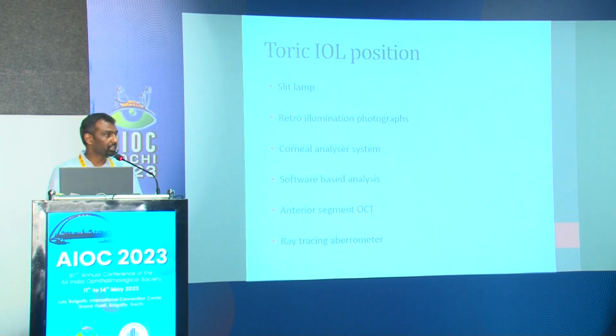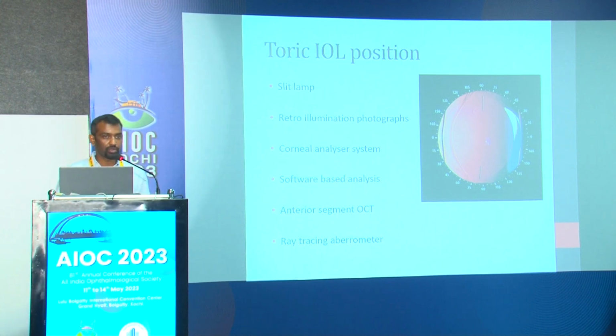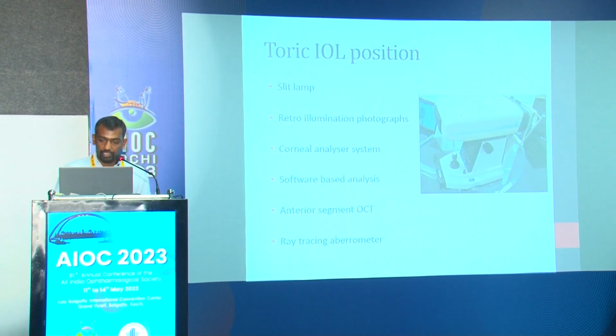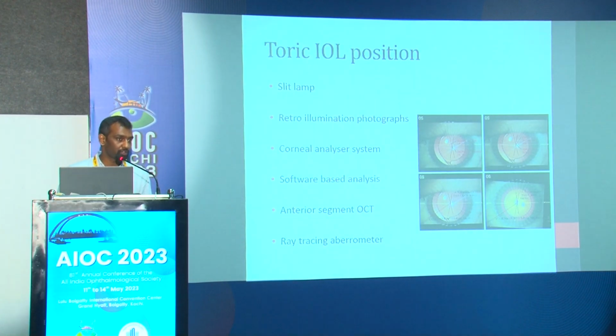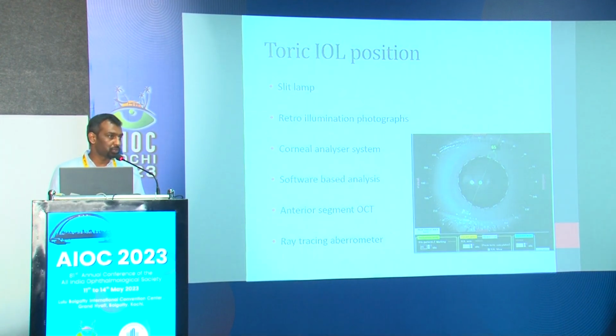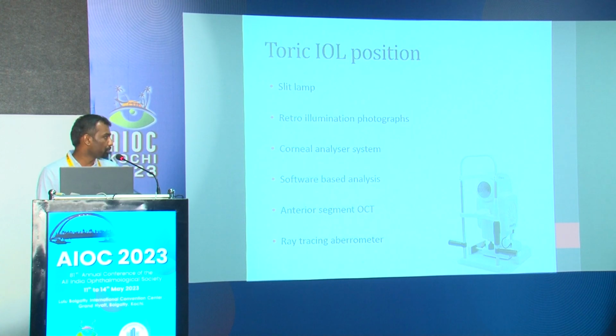Some of the methods to evaluate the position of toric IOL in the postoperative period include the common method, which is the slit lamp method. Then we have retroillumination photographs, which are superimposed on axis markings. Then we have the corneal analyzer system. We have some software-based analysis in which the photographs are uploaded to a software and it tells you the position of the toric IOL. Then anterior segment OCT can be used to assess the position, and ray tracing aberrometer. The advantage of ray tracing aberrometer is that it can even assess the position of toric IOL in undilated pupils.